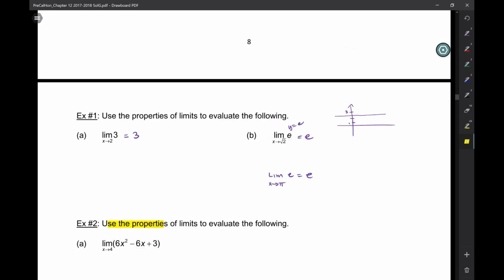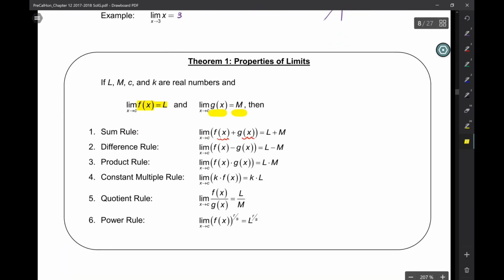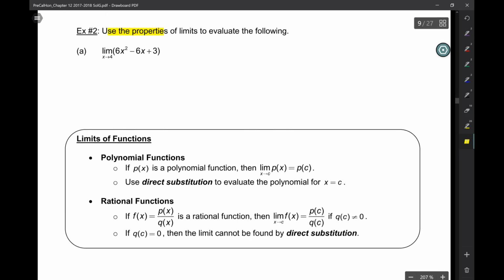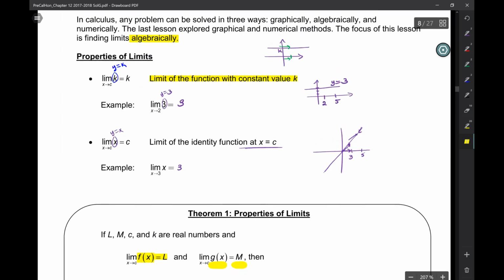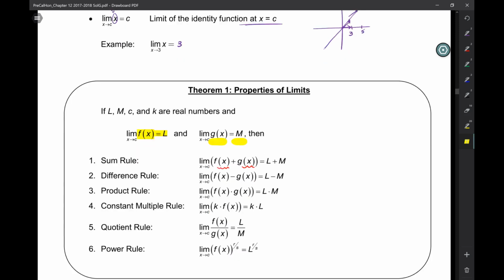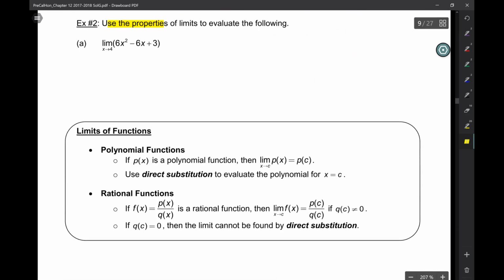Okay. Now, here we're going to use the properties to evaluate this, and I'm going to do it once. So everything, all the limits and stuff, we always compare it to our basic identity function and the constant function. So we're going to use these two properties to evaluate the rest of those. So here's what we're going to do. Are we going to be given a list of properties? No, you need to know, because look at how easy it is. So this is the limit as x approaches 4 of 6x squared minus the limit as x approaches 4 of 6x plus the limit as x approaches 4 of 3.